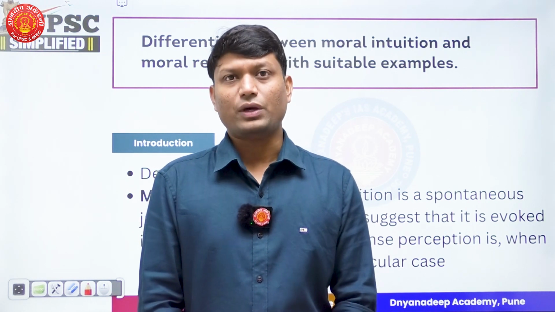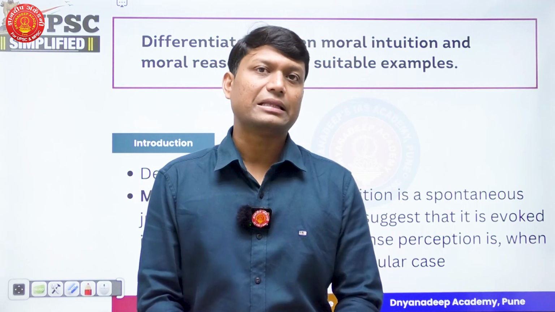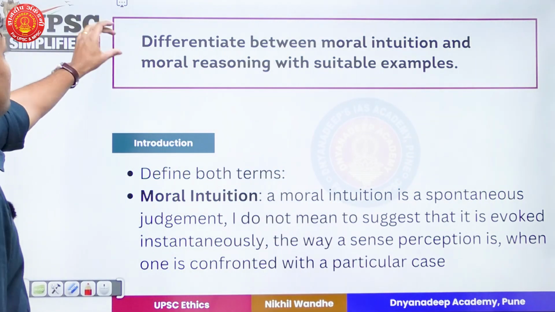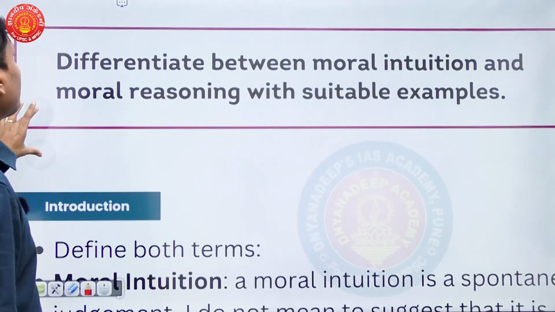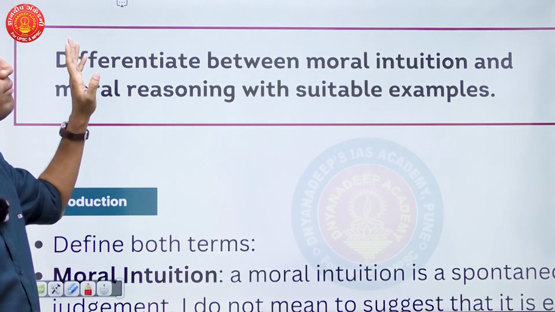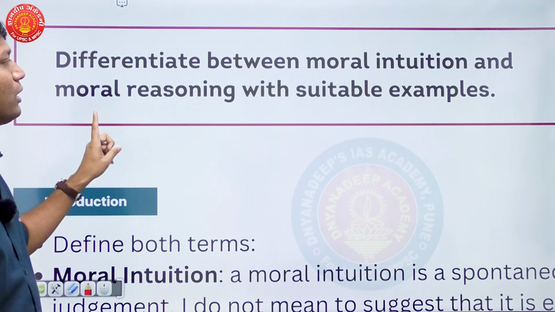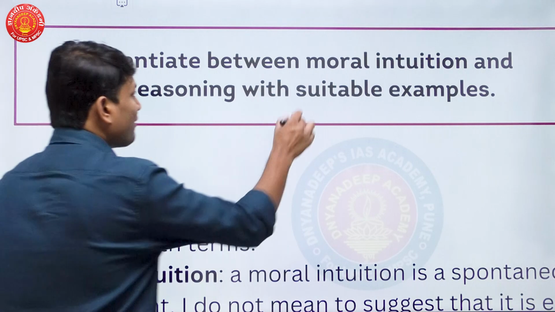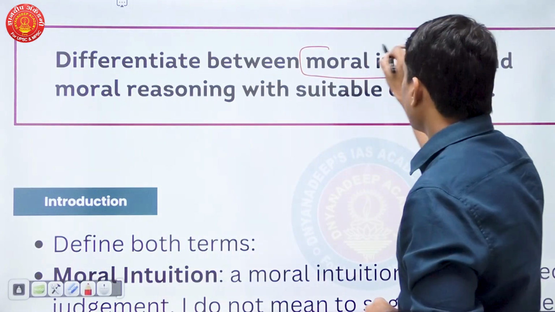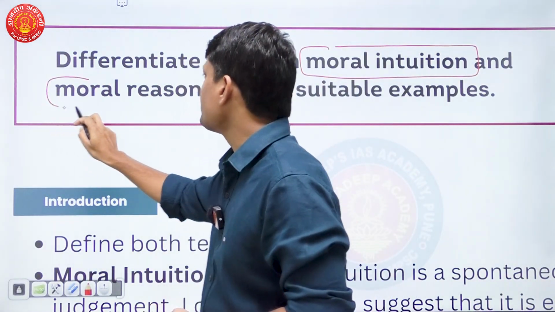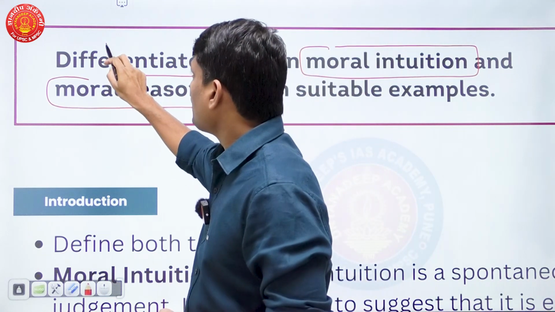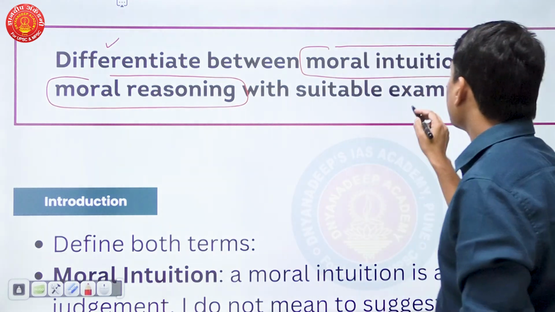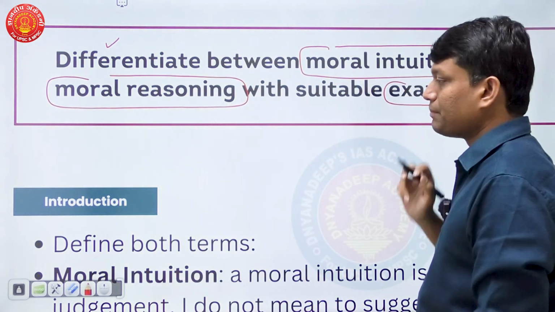In this session, we are going to discuss one more question from Ethics paper 2023. On the screen, you have this question from the 2023 paper, that is, differentiate between moral intuition and moral reasoning with suitable examples. Two terms have been provided, moral intuition and moral reasoning, and we have to differentiate between these two terms and also provide suitable examples.